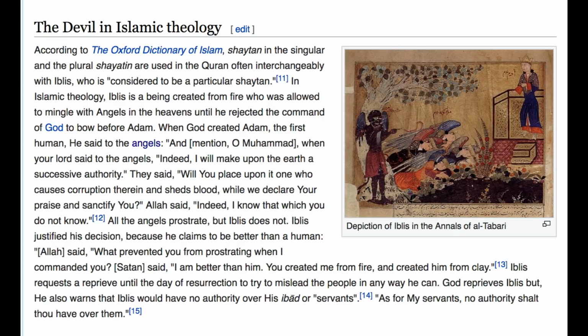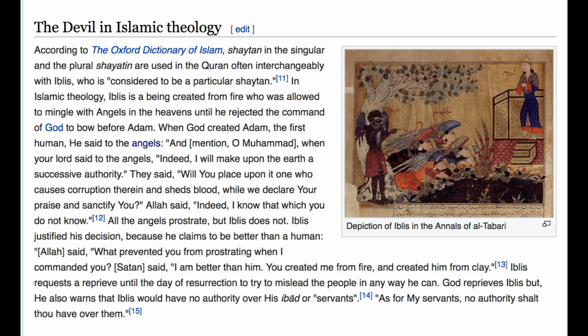Iblis justified his decision because he claims to be better than a human. Allah said, "What prevented you from prostrating when I commanded you?" Satan, or Iblis, said, "I am better than him. You created me from fire and created him from clay." Iblis requests a reprieve until the Day of Resurrection to try to mislead the people in any way he can.